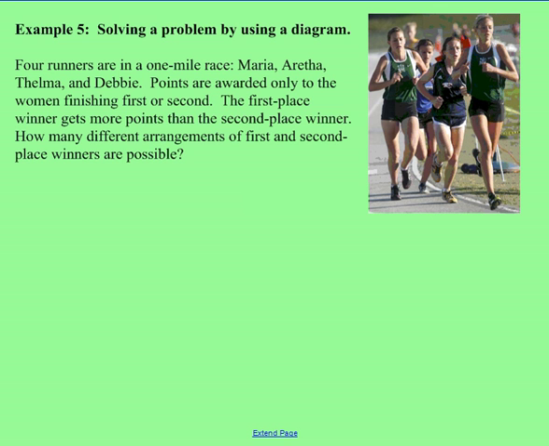All right, finally, solving a problem by using a diagram. 4 runners are in a 1-mile race: Maria, Aretha, Thelma, and Debbie. Points are awarded only to the women finishing first or second. The first place winner gets more points than the second place winner. How many different arrangements of first and second place winners are possible?